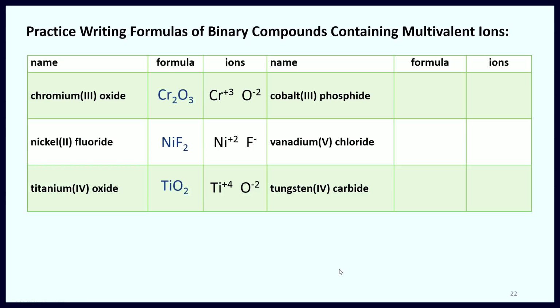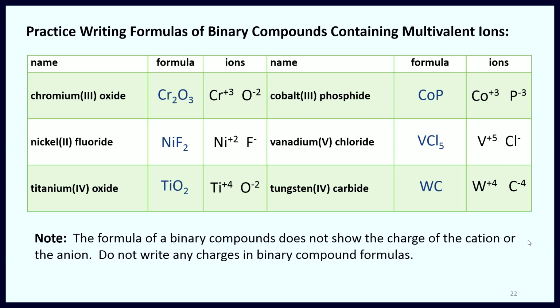So be careful here. If you use the inverse rule, you'll get Ti2O4, which needs to be reduced to the lowest whole number ratio. The name tells us that cobalt is +3 and phosphide is -3, and hence a 1-to-1 ratio, CoP would work. Vanadium 5 chloride tells us vanadium is +5, chloride's -1. We'll need 5 chlorides for every vanadium, VCl5. And tungsten is +4, carbon is -4, 1-to-1 ratio, WC is the formula for tungsten 4 carbide.